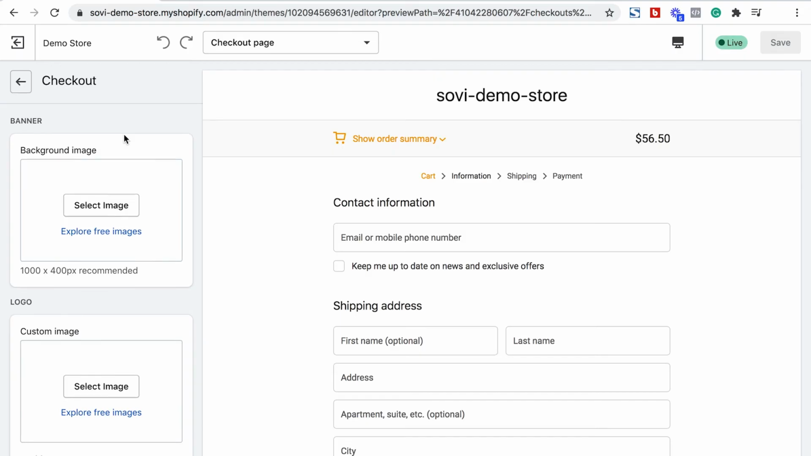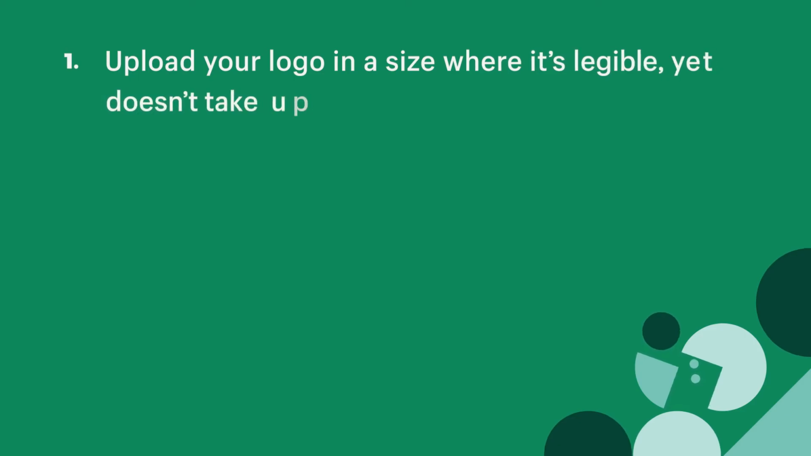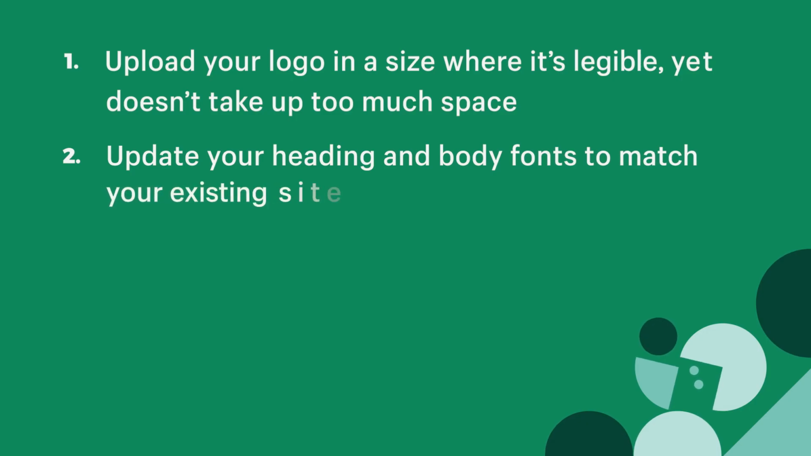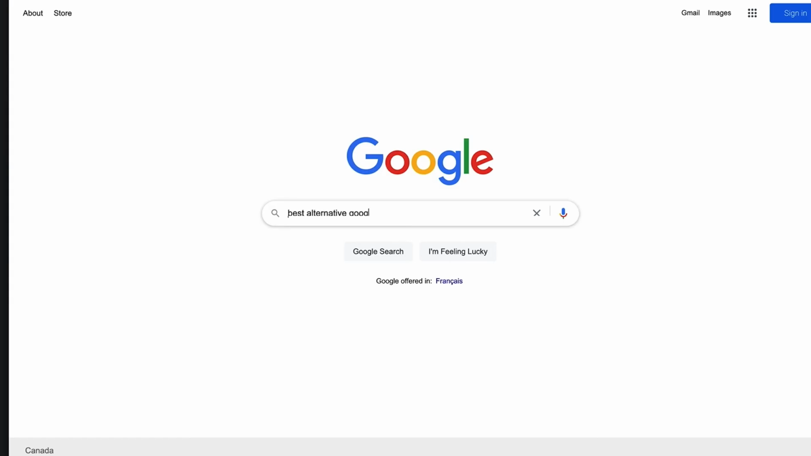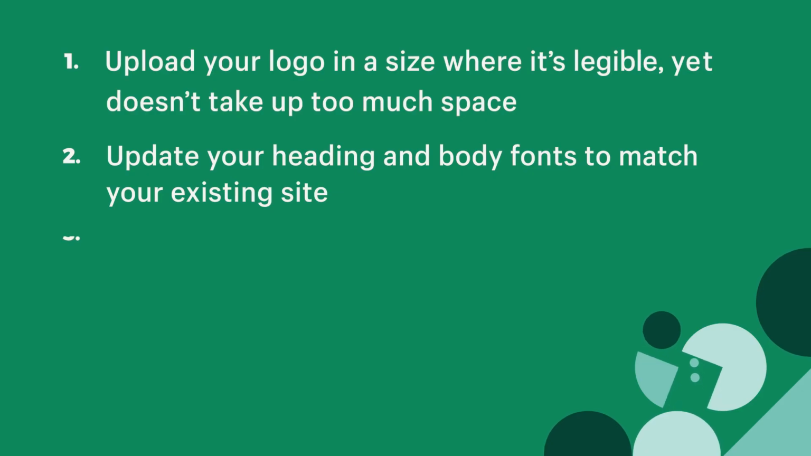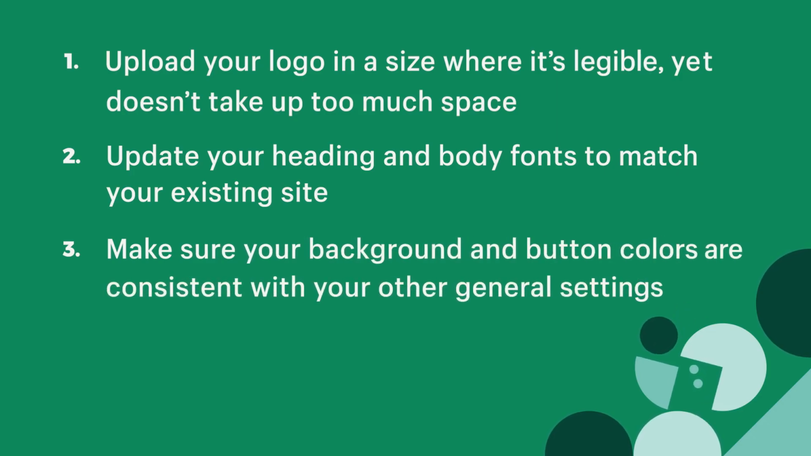To keep things simple and effective, make sure to upload the following. First, upload your logo in a size where it's legible, yet it doesn't take too much space. Second, update your heading and body font to match your existing site. Now a side note, if you're using a custom font, you won't be able to embed it into your checkout template. For example, if you're using a font like Futura, Google best alternative Google Fonts for Futura, and you'll be able to find great free alternatives that will closely match the font you're currently working with. Third, make sure your background and button colors are consistent with your general settings. Addressing these simple updates will make your checkout look effective and remain consistent.